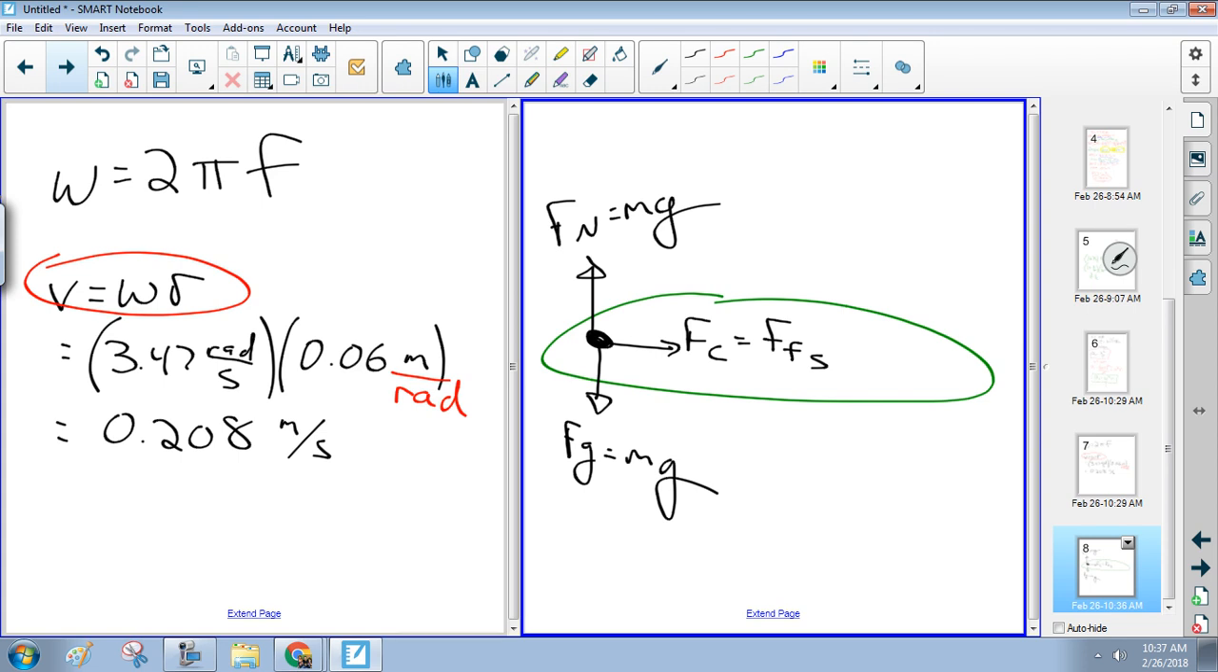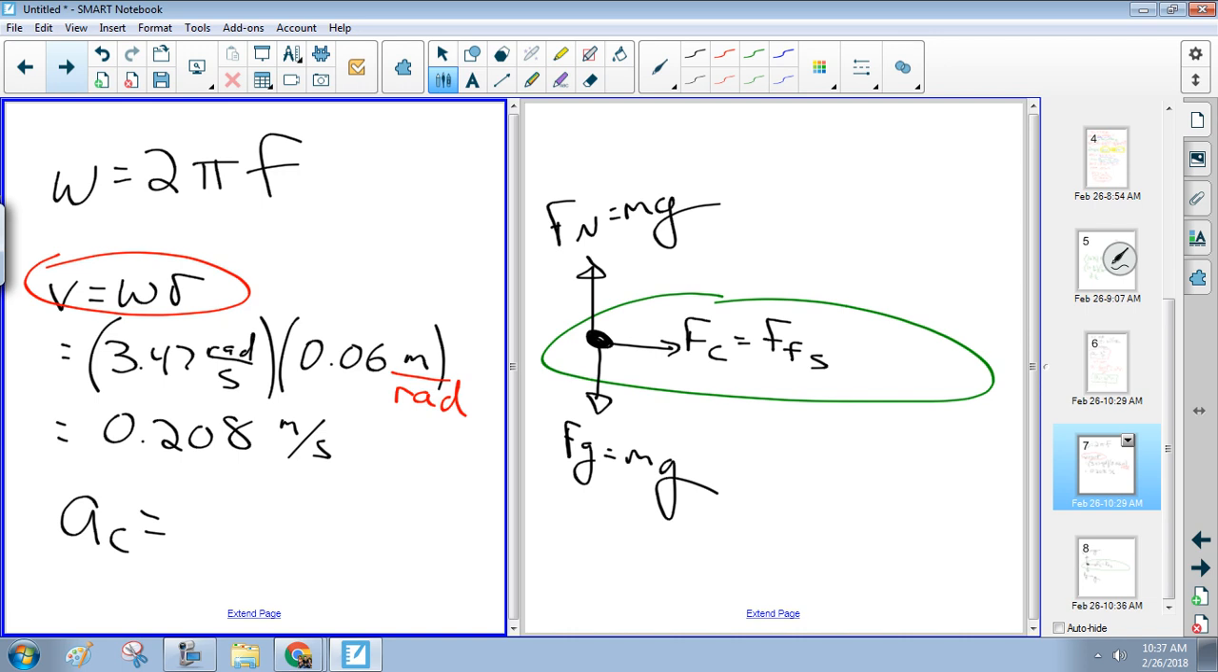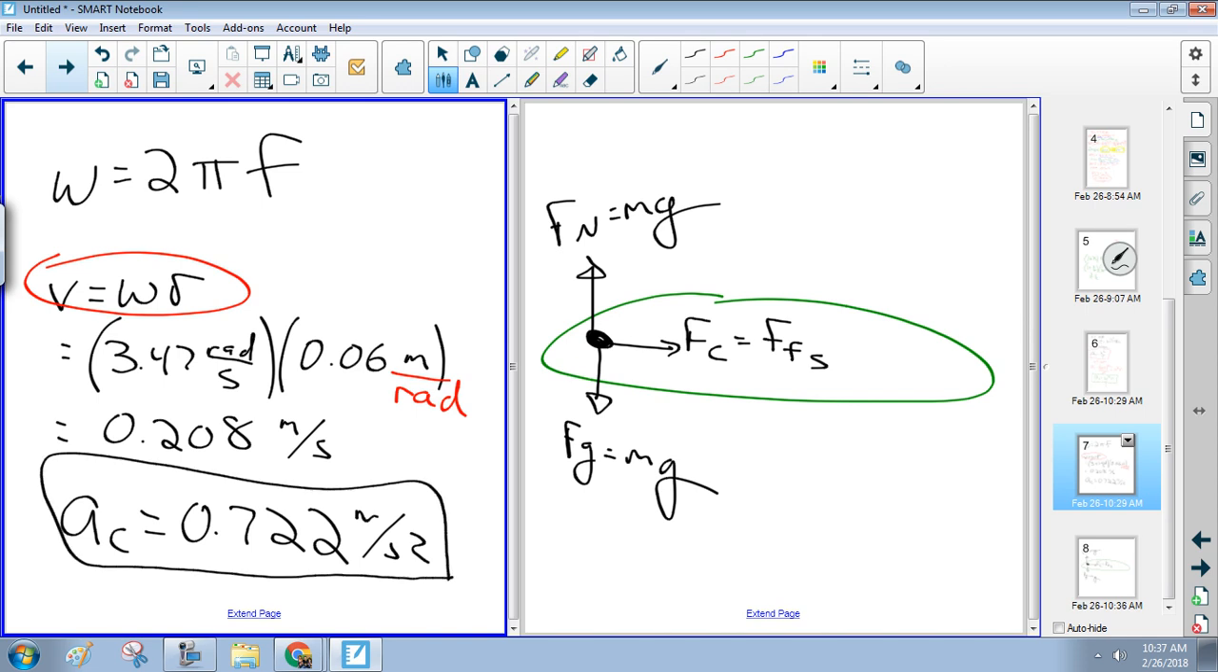So we found our centripetal acceleration in the previous part. What does it turn out to? What is that centripetal acceleration from part A? 0.722 meters per second squared. Cool? So we need to find a way to relate this acceleration to a coefficient of friction, right?